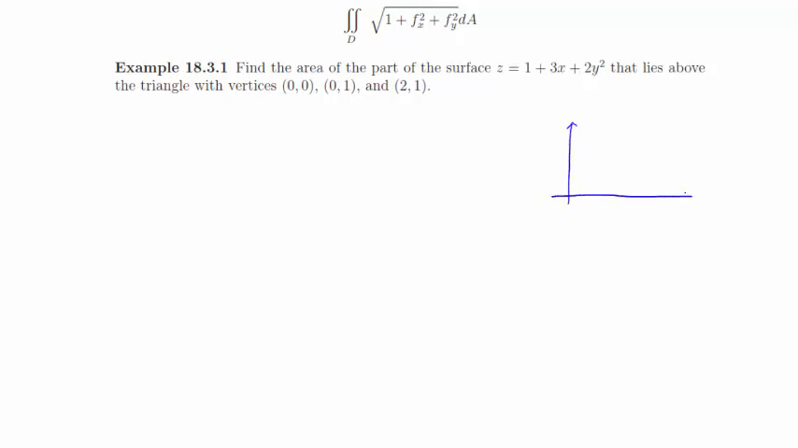Looks like everything is positive, so we just need the first quadrant here. We've got the origin 0, 0. We have the point 0, 1.